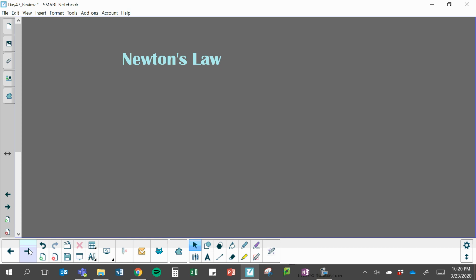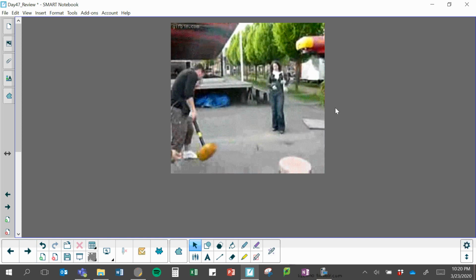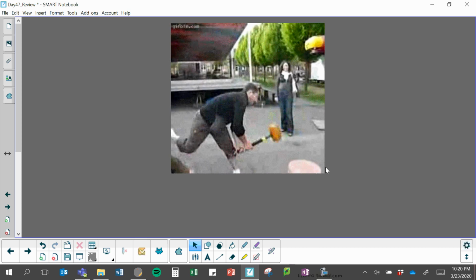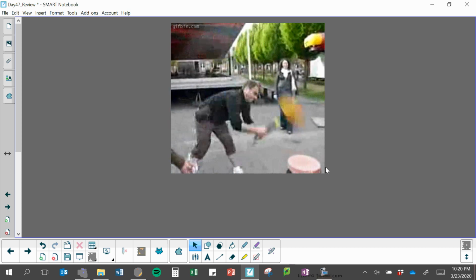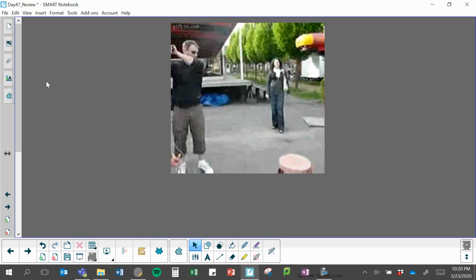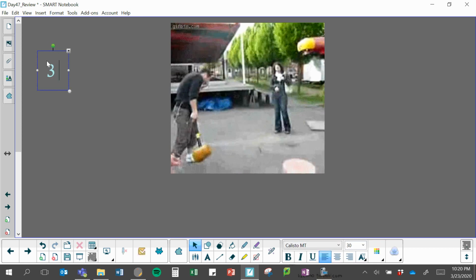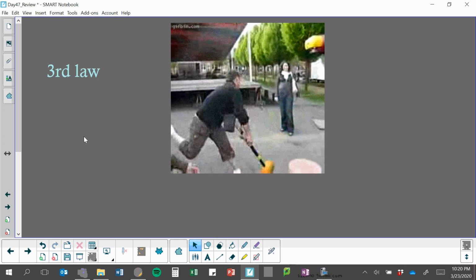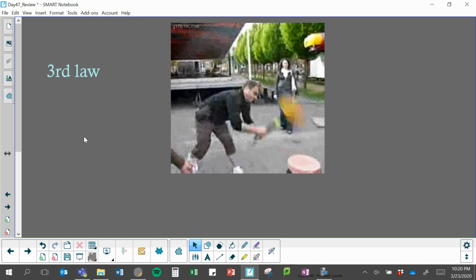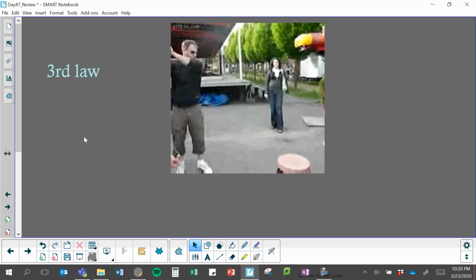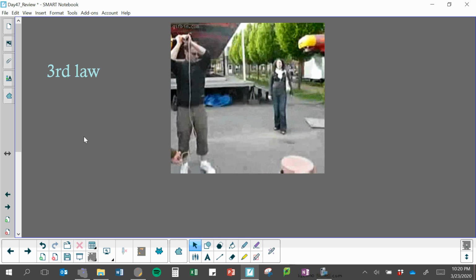Okay, so now we're going to practice identifying Newton's law in different examples again. Okay, so here this man is trying to hit this, it's like a strength demonstration with a mallet, and it hits it and bounces back and hits him in the head. So which Newton's law is this? This is a good example of Newton's third law. And that states for every action there's an equal and opposite reaction. So the action is the man hitting the mallet, and the reaction is it bouncing back up and hitting him in the head.